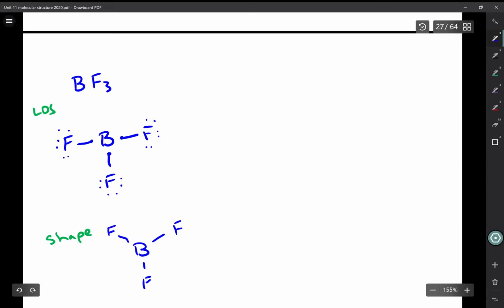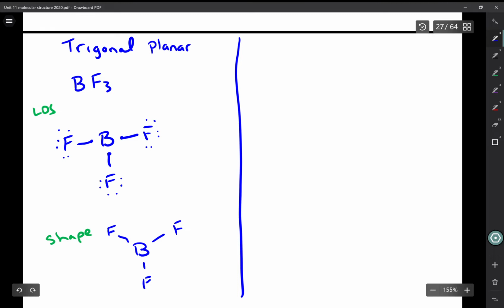Now that's not the name. This isn't Y shape. The name for this is trigonal, because you've got the three F's, the three outer atoms there. Trigonal, and we call it trigonal planar because it sits flat on a plane. So there's trigonal planar. Now, let's look at NF3. We do that Lewis dot structure.